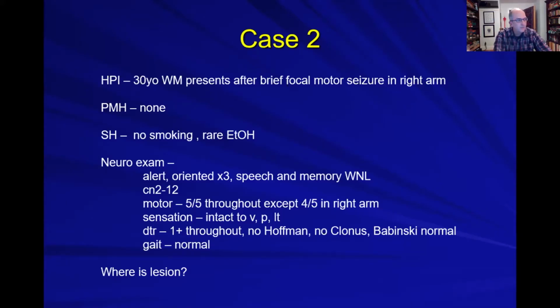30-year-old white male comes in after a brief focal motor seizure in his right arm. He doesn't have any other significant history, doesn't really smoke, and on his exam, he's intact, except he has a little bit of weakness in his right arm. Sensation is good, no signs of upper motor neuron problems. So where's that lesion at?